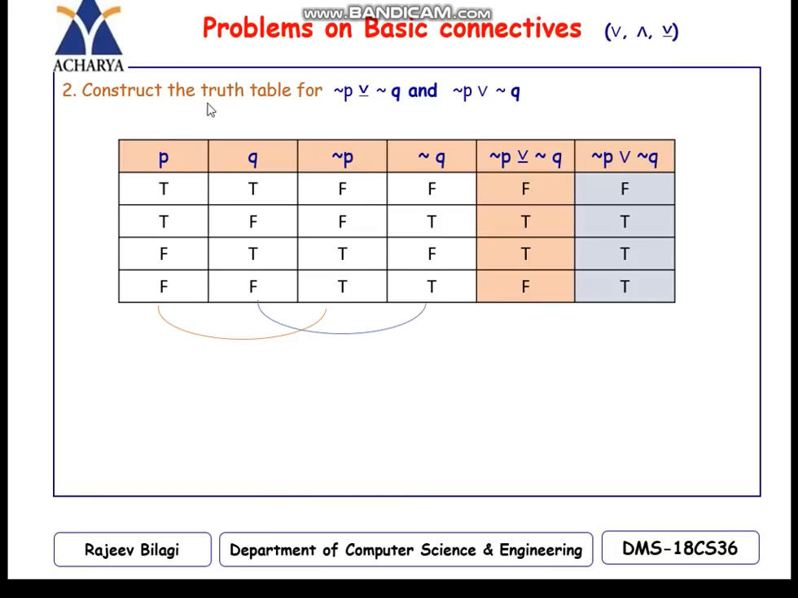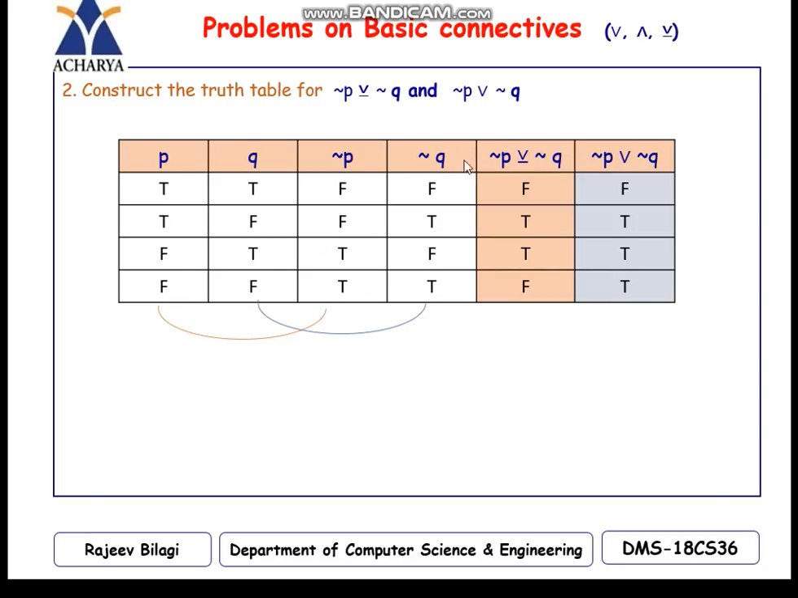Construct the truth table for P exclusive disjunction negation of Q, and negation of P or negation of Q. There are two different problems I have written in a single table. So as usual, if you look at here, T, T, F, F, T, F, T, F. I have written two different values. So negation of P is what? So it is T, that is then F, it is T, it is F, it is F, it is T, it is F, it is T.